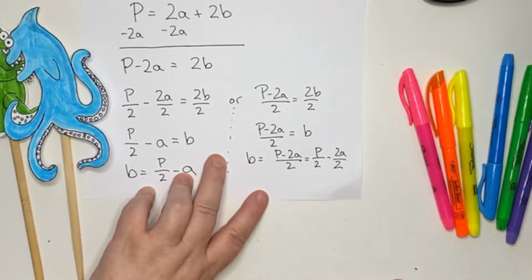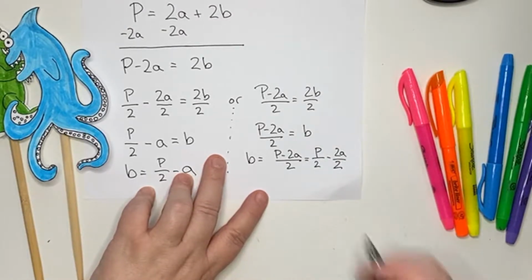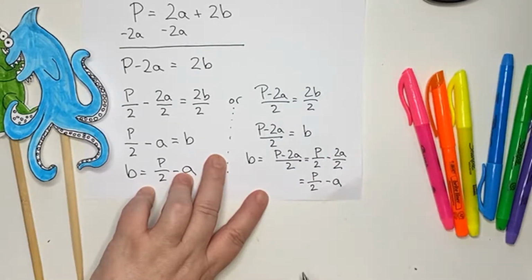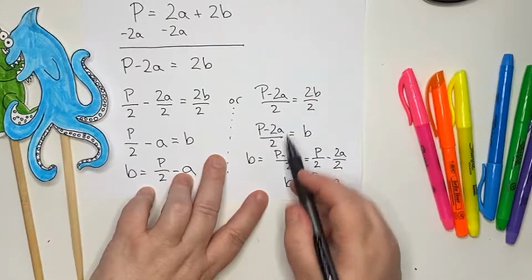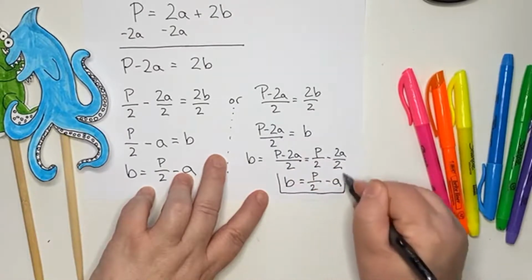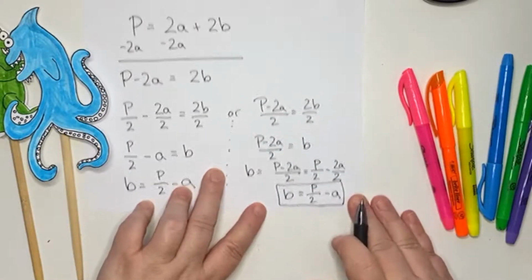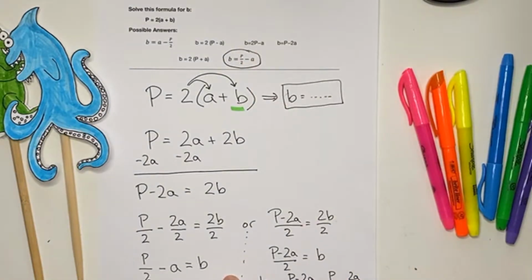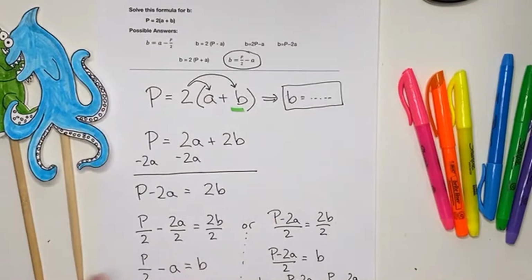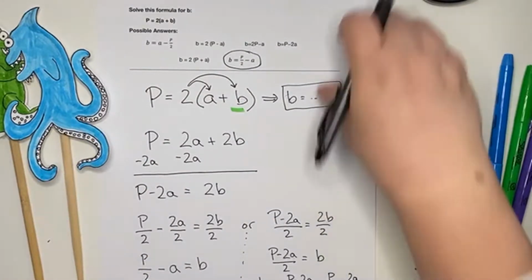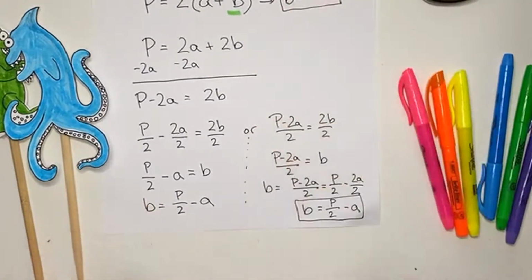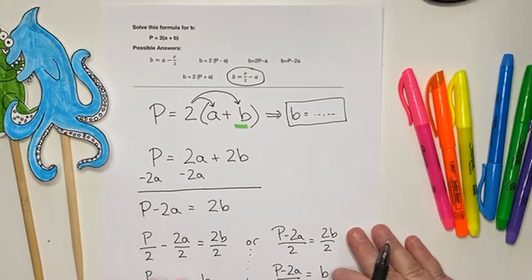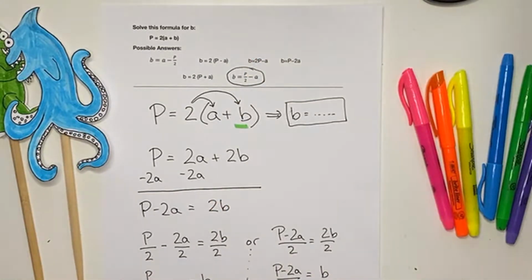So this is the trick: if you get a big fraction, you can always split it up, and then you get P over 2 minus A. And it's not that this form is not correct, it's just that this form is not the form that I gave you an option for at the top. So you might need to do some wiggling around to make your solution fit the form of the answer I give you.